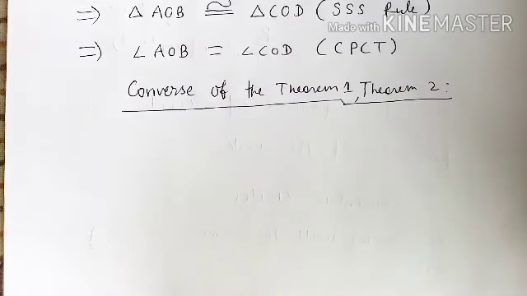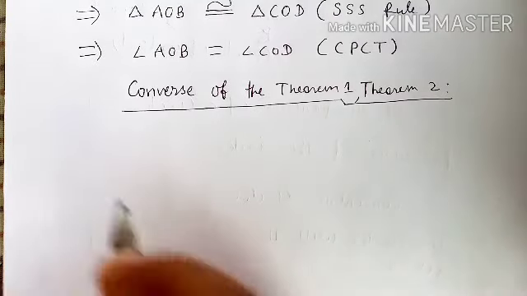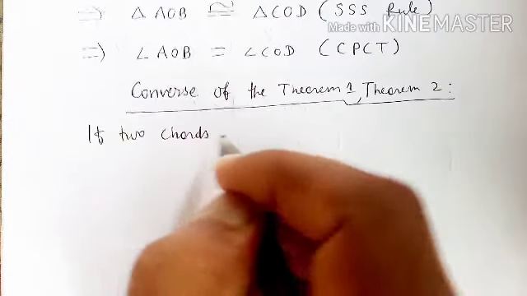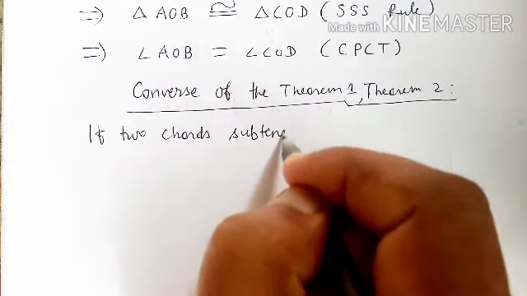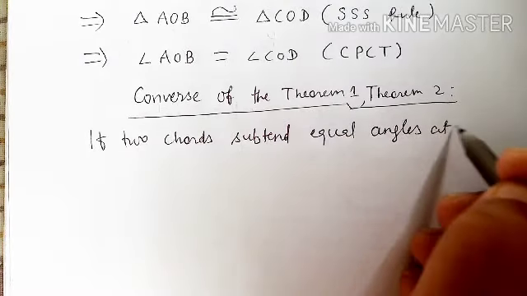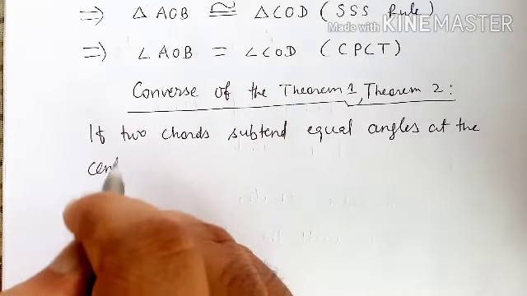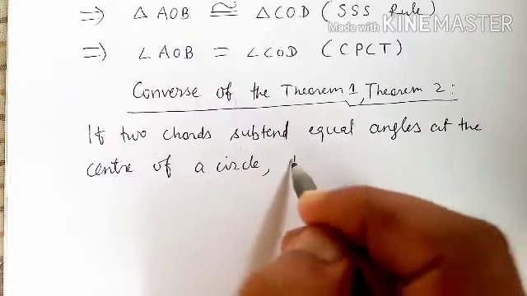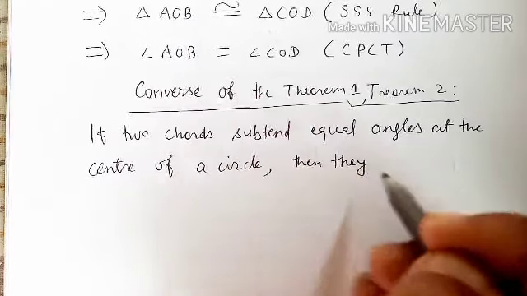Now, the converse of theorem 1, that is theorem 2. In theorem 1, we have stated equal chords subtend equal angles at the center. Its converse will be: if two chords subtend equal angles at the center of a circle, then they are equal.